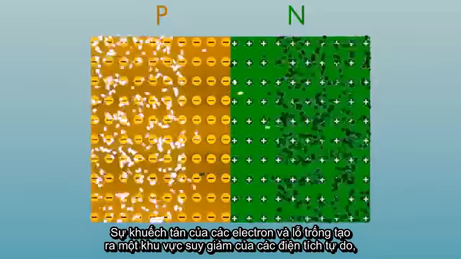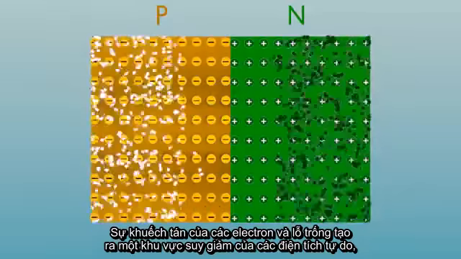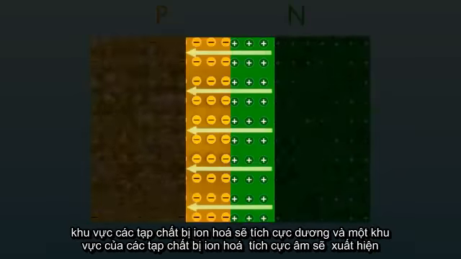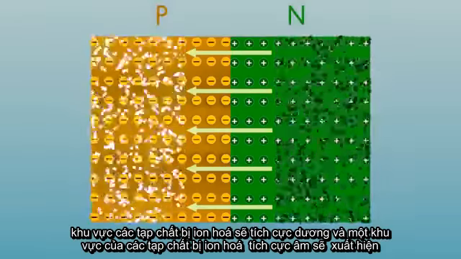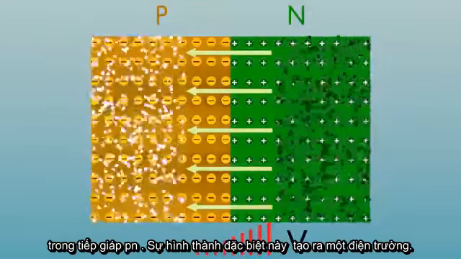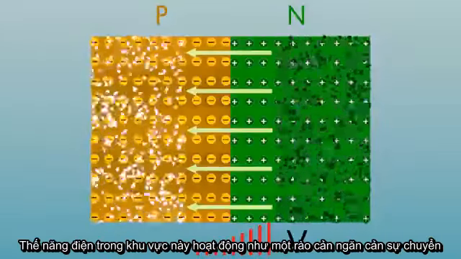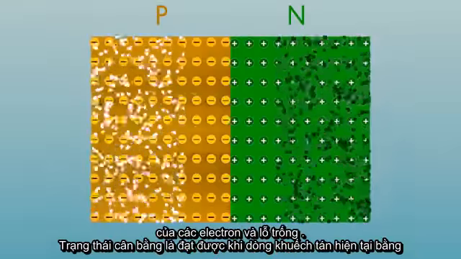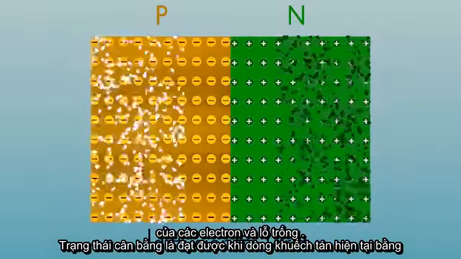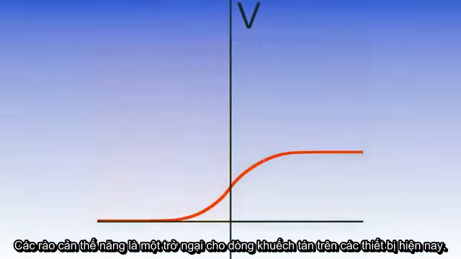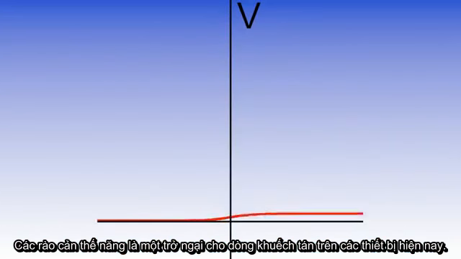The diffusion of electrons and holes creates a region depleted of free charge particles, leaving behind the ionized impurities from which these charged particles come. Thus, a region of positive ionized impurities and a region of negative ionized impurities appear in the p-n junction. This special distribution of charges creates an electric field. The electric potential associated with these fields acts as a barrier that prevents the displacement of the electrons and holes. Equilibrium is reached when the diffusion current equals the drift current. The potential barrier is an obstacle for the diffusion current in the device.